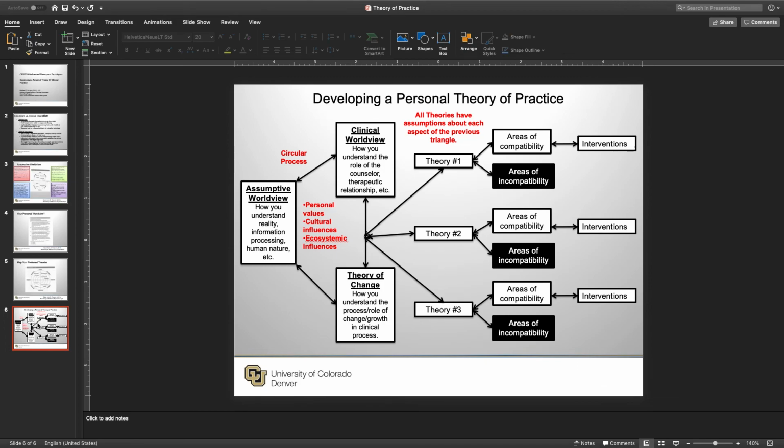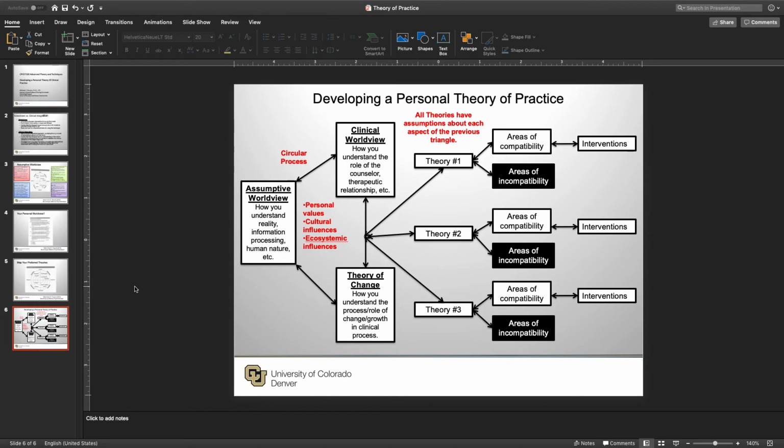And if you look at the last slide in this PowerPoint, and this is the slide that we're going to use throughout the rest of this discussion, it's a model that I developed because I really found that students had a hard time identifying theories that fit who they are. And again, we want to talk about being coherent, being consistent, with our theory of practice being consistent with who we are as people.